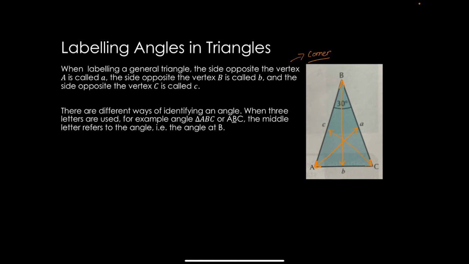So you've got to be able to understand that the angles are capitals. The vertices, the corners, are capitals, and the sides are lowercase letters. Small letters. So just remember it like that. Then you also need to be able to say which angle is which. There are different ways of identifying an angle.